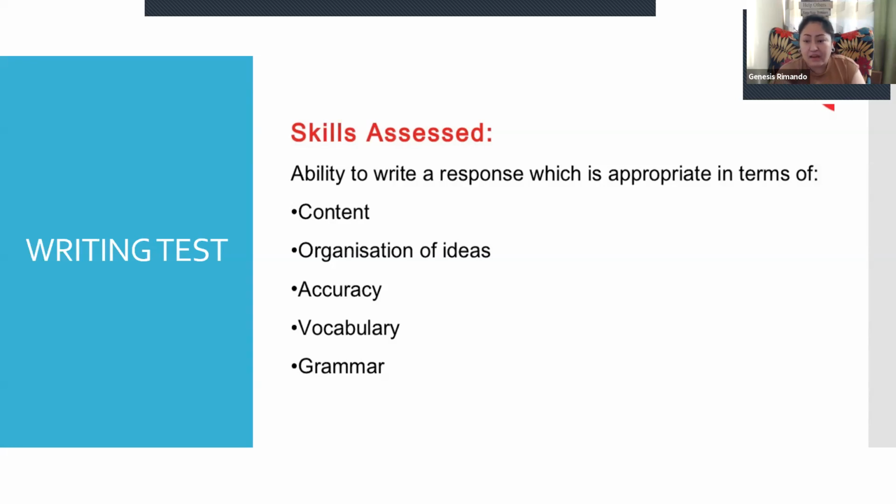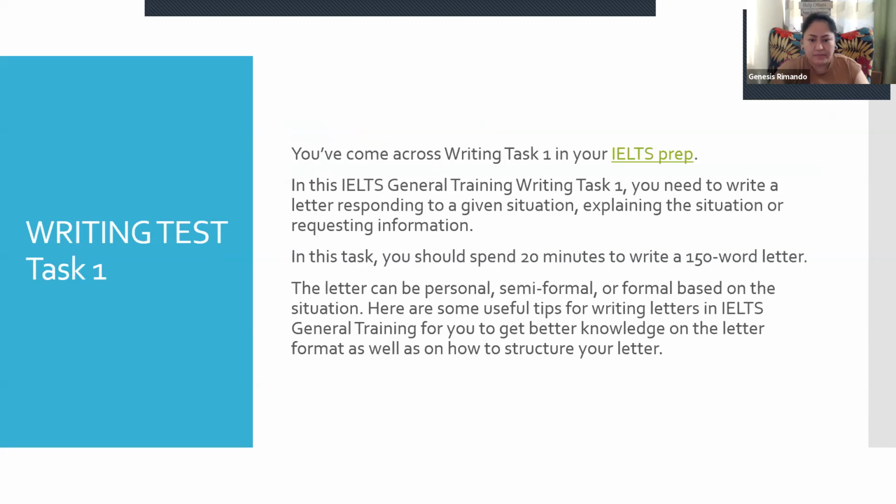Again, if you use good vocabulary in your essays or in your letter, you would get a higher band score. And of course, you're grammatically correct. So for task 1, you would need to write a letter responding to a given situation. You need to explain the situation, or sometimes you have to request for information.